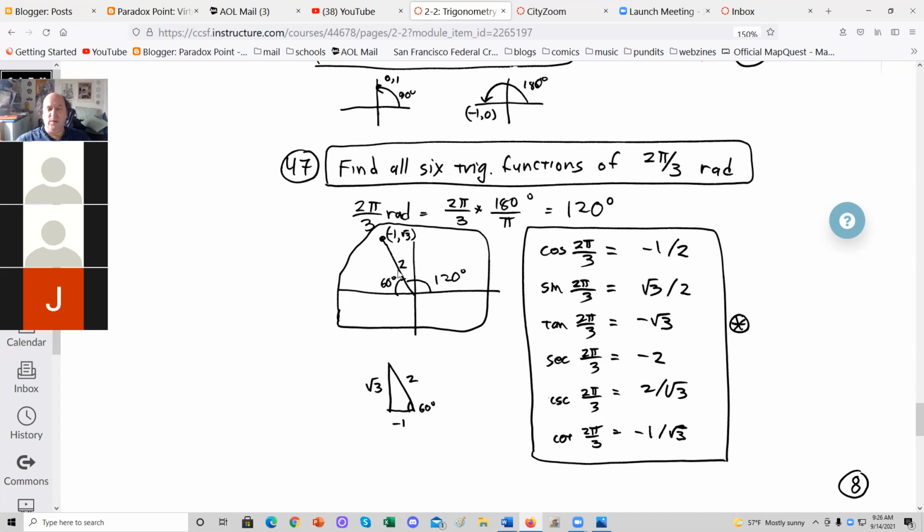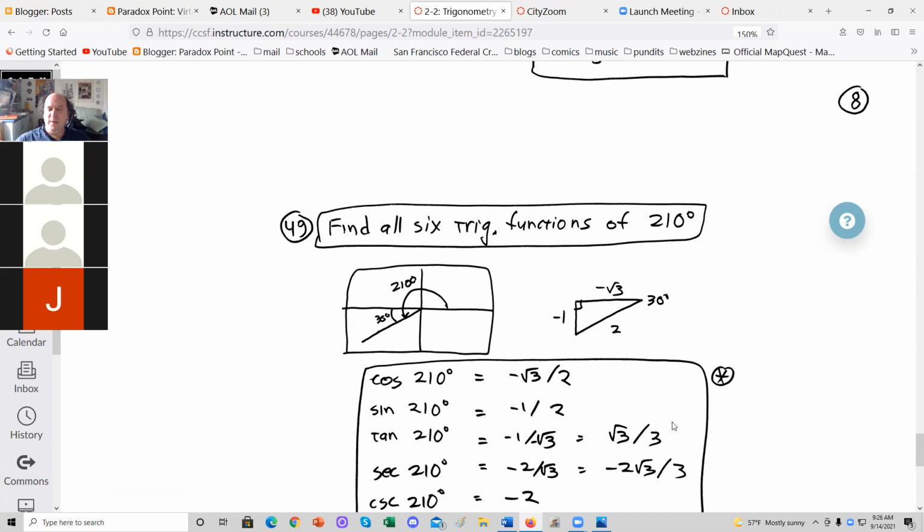And so we can read off all the trig functions. Cosine is x over r, minus 1/2. Sine is y over r, √3/2. And tangent is y over x, √3 over -1, is minus √3. And these 3 are reciprocals. Secant is 1 over cosine. Reciprocal of -1/2 is -2. Cosecant is reciprocal of sine. That's 2 over √3. And you can reduce that, but that's not necessary. And cotangent is reciprocal of tangent, -1 over √3.